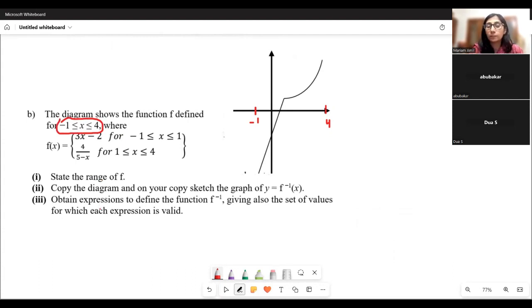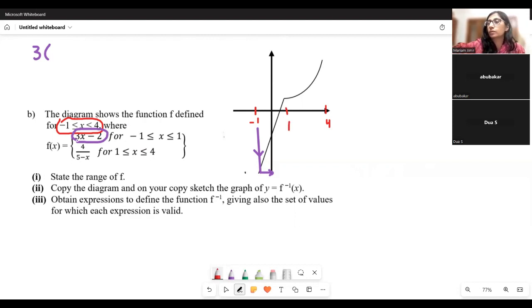Range is the values of y, the limits of values of y. So when x is -1, what is going to be y here? You substitute -1 in this expression. Why not the second one? Because it's a straight line. And it also says that the first one goes from -1 to 1, so 1 should have been written here. So this would be -5.